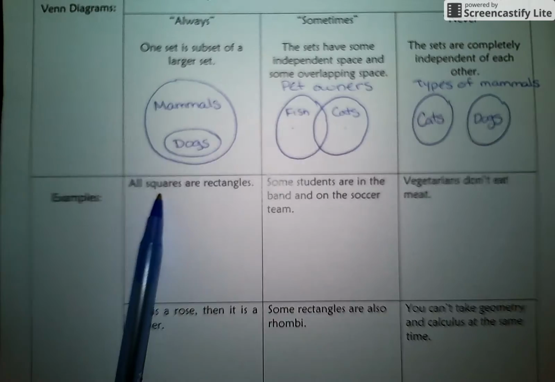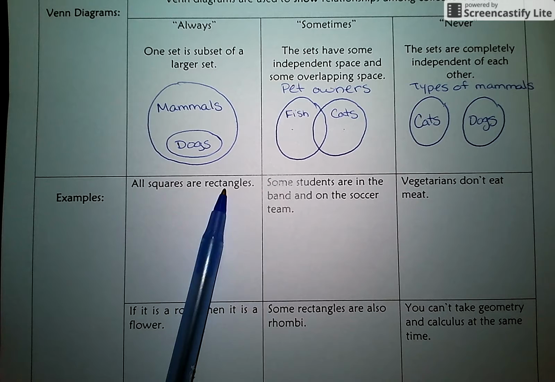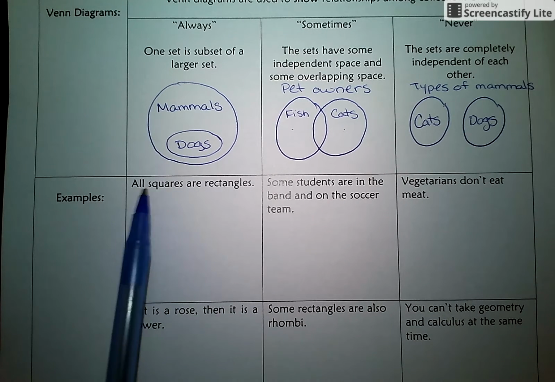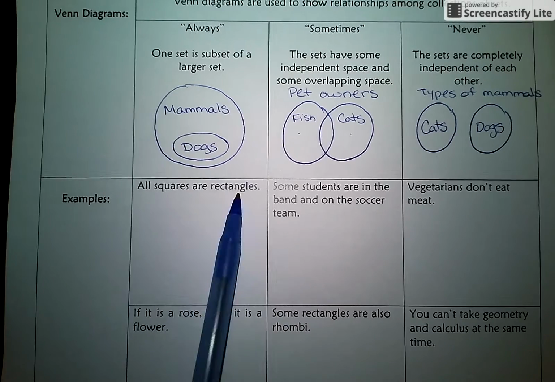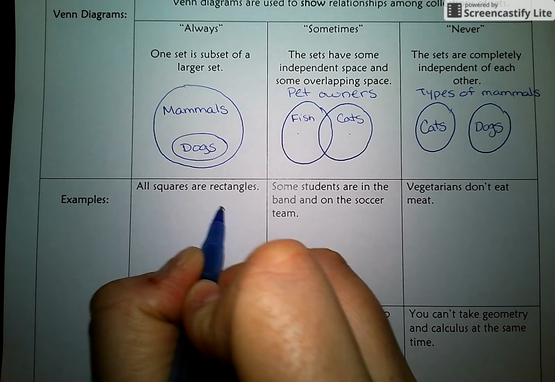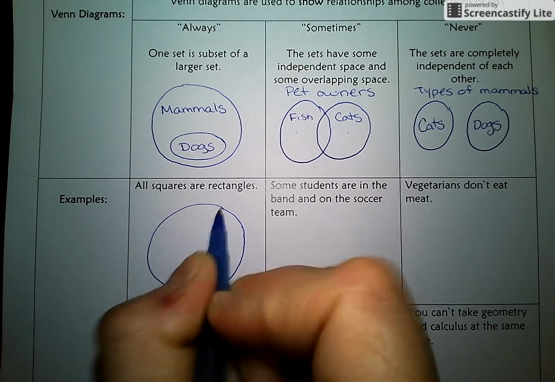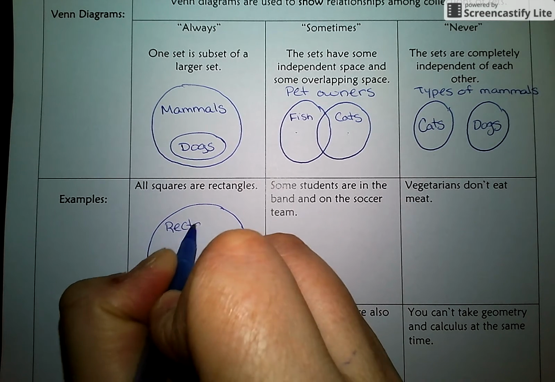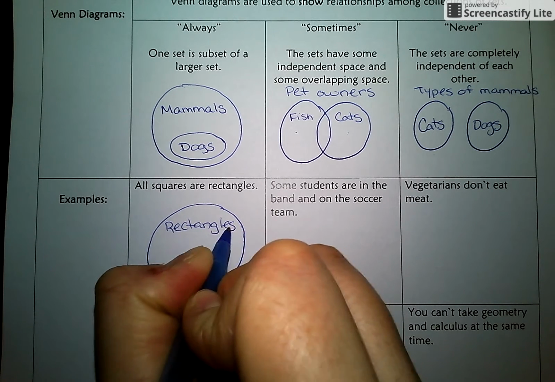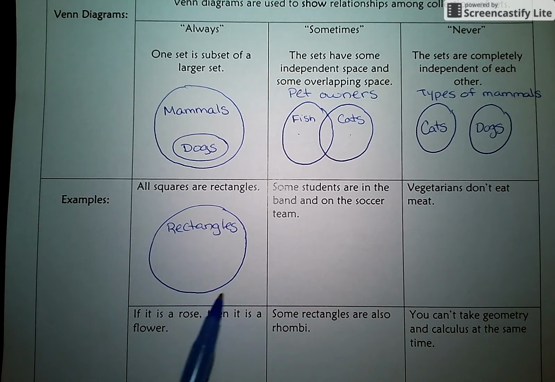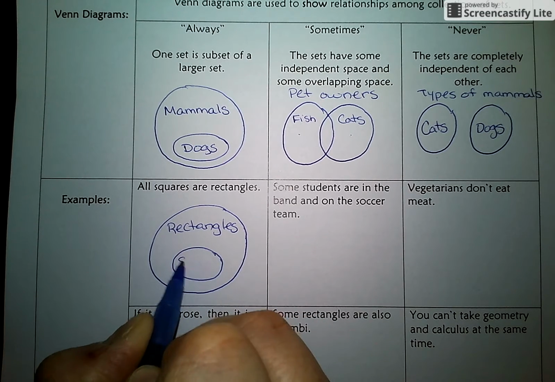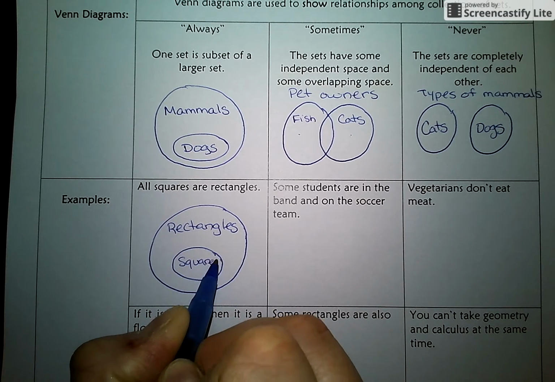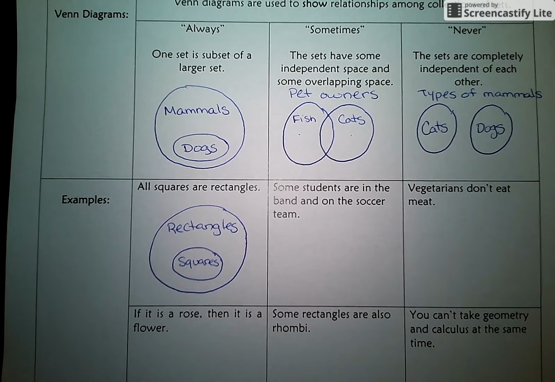Here I have all squares are rectangles. So the smaller subset is a square, the larger subset is a rectangle. This bubble represents all rectangles. If all squares are rectangles, then squares must completely fit inside the category of rectangles.